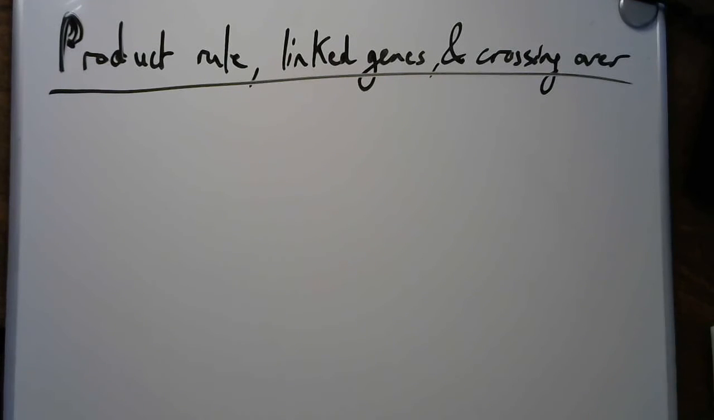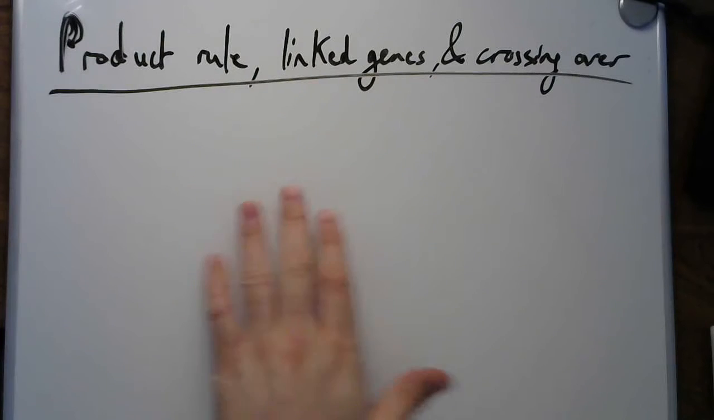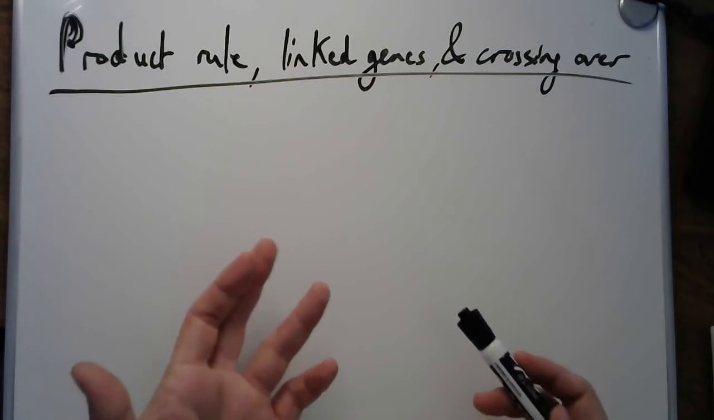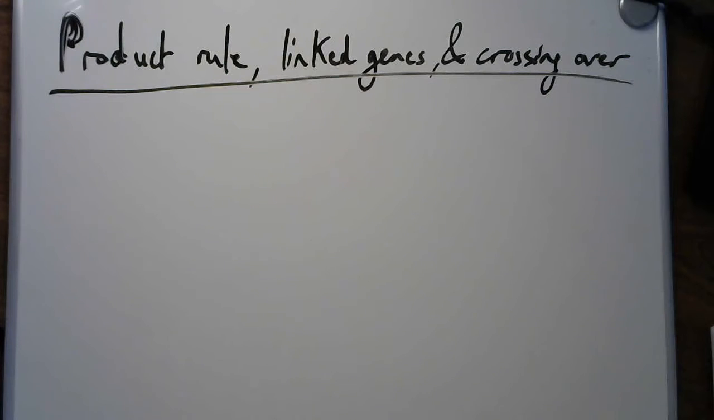Okay, this time it's all about product rule, linked genes, and crossing over. I just want to give you a little overview of the product rule because we've been talking in the last two videos about the crossing with one gene, then two genes, and the question, it was begging the question, what do you do with like 1,000 genes, or all of the genes of the genomes in human beings, which is more than 100,000, so more than that. Well, you can use the beautiful product rule.